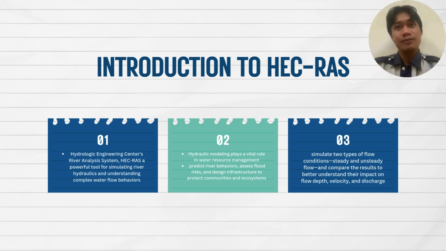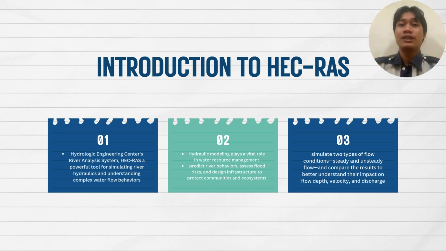So hydraulic modeling basically plays a vital role in managing rivers and water systems. It helps us to understand river behavior, design sustainable infrastructure, and also prepare for extreme events like floods. In this project, we are going to explore how HEC-RAS can be used to model a river system and provide insights into its hydraulic characteristics.